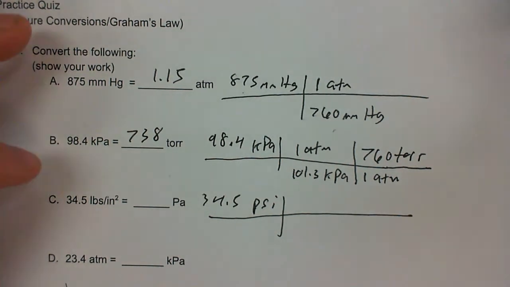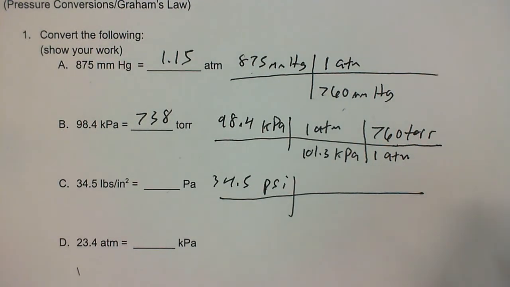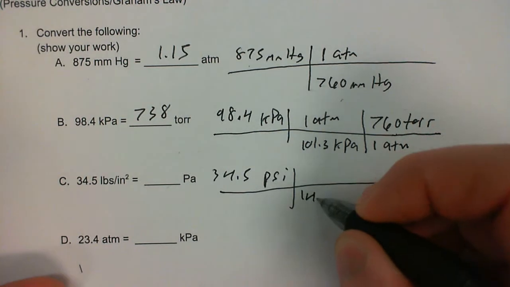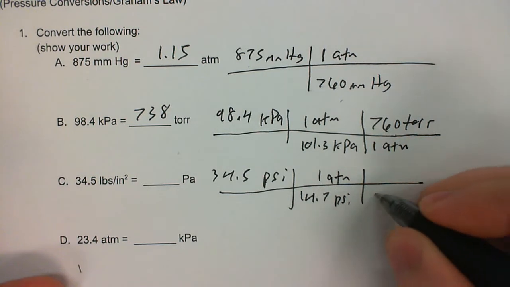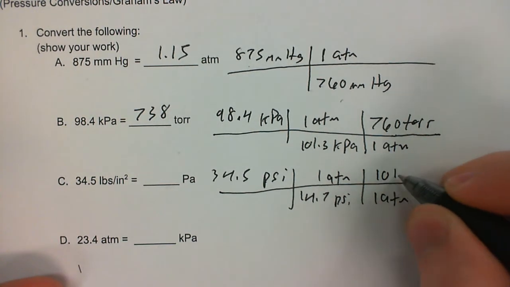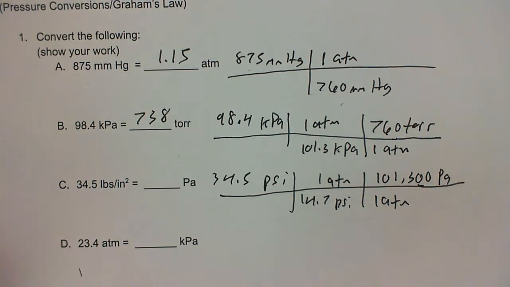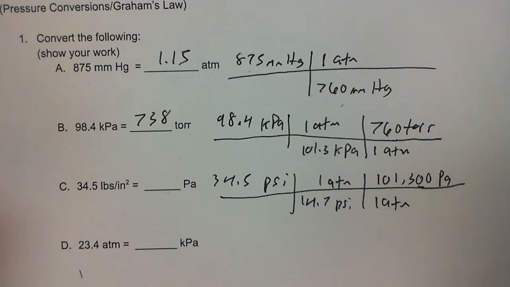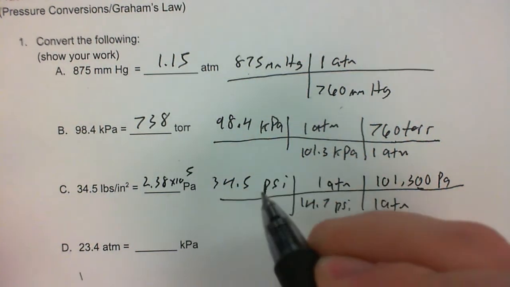All right, so now on to pounds per square inch, also known as PSI. I'm going to go to pascals. The only way to go to pascals is to go to atmospheres first. So I'm going to divide by 14.7 psi is 1 atmosphere. And I know that 1 atmosphere is 101,300 pascals. All right, so I put that in my calculator. This cancels, 34.5 divided by 14.7 times 101,300. And I got 2.38 times 10 to the 5th, and that's pascals.